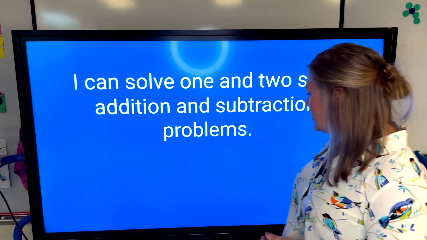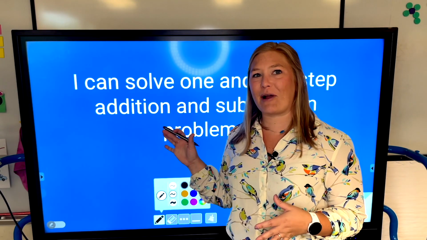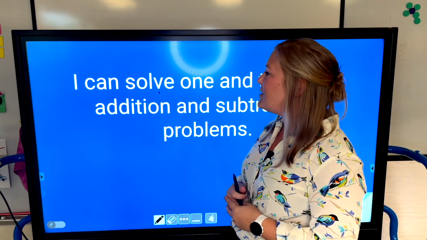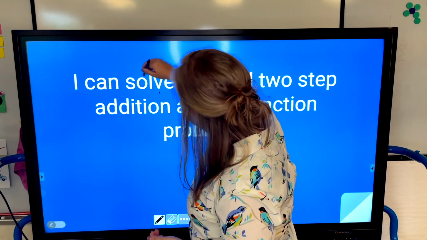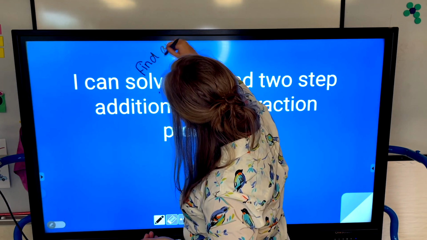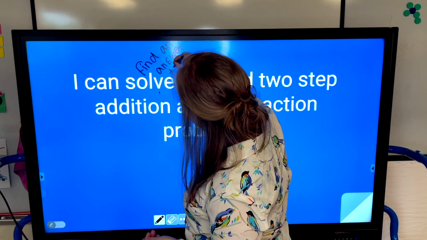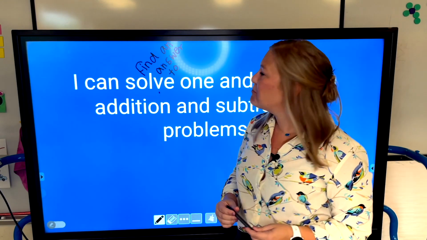I have a new fun tool that I'm going to be using today with my board. So I'm going to be working on writing on the board instead of the whiteboard behind me. So we first see that word solve. So I can solve. That basically just means to find an answer to. I've noticed my handwriting doesn't look as neat on these boards as it does on the other, but that's okay.